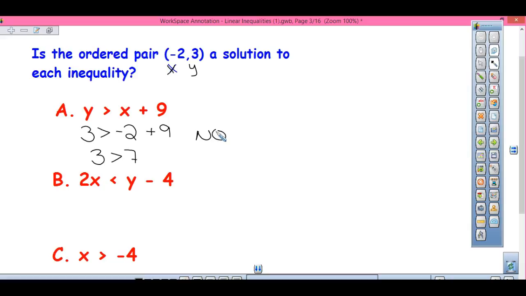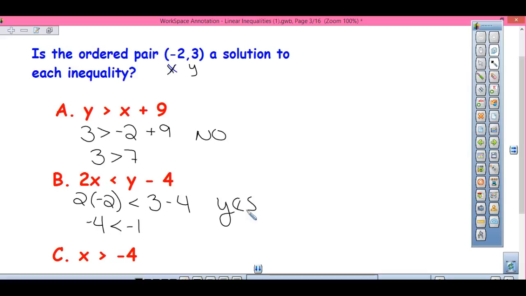Okay, so this one, we've got 2 times, what's my x? Negative 2 is less than, what's my y? Minus 4. So what's my 2 times my negative 2? Negative 4 is less than negative 1. Is that true or false? That's true. Negative 4 is less than negative 1. So is this a solution? Yes. Okay, so far so good, right?